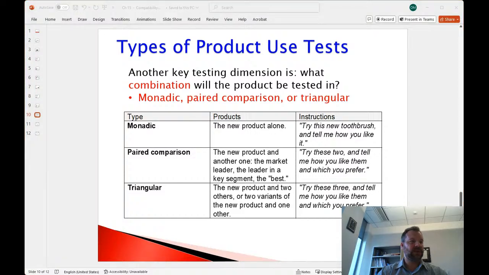Testing combinations can come in three different types. Technically, I suppose you could do more, but it would get a bit cumbersome. Monadic, paired, and triangular. In other words, are you testing the product alone? Are you testing it directly next to a competitor, like the famous Pepsi and Coke taste tests? Or are you doing three or more different products where you're trying to get an idea of, would this product stand out in a store? Like if you're doing toothpaste, a very straightforward product, is there a way to make your toothpaste stand out from Crest and Colgate?